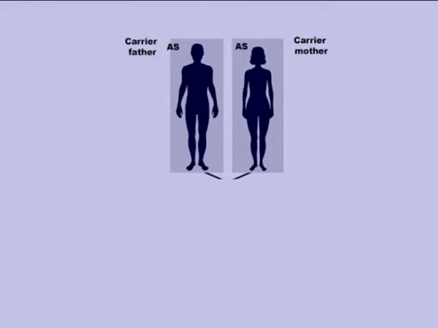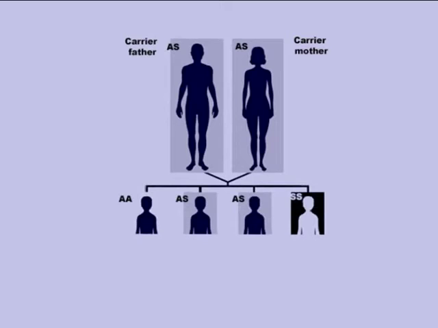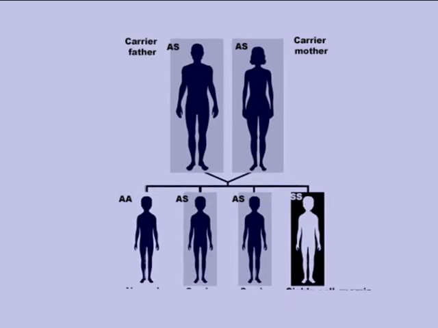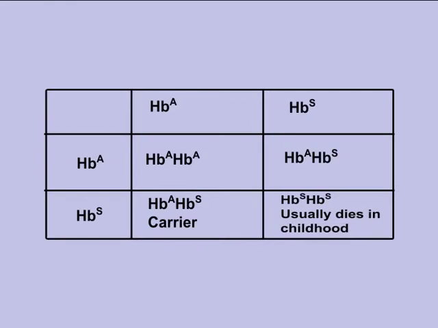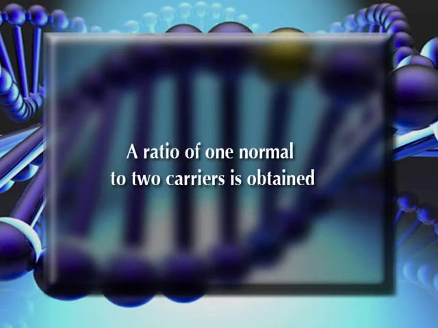When two sickle cell carriers or heterozygotes marry, they produce three types of children: homozygous normal, heterozygous carrier and homozygous sickle-celled, in the ratio of 1:2:1. However, homozygous sickle-celled individuals die in childhood due to acute anemia. Thus, a ratio of 1 normal to 2 carriers is obtained.